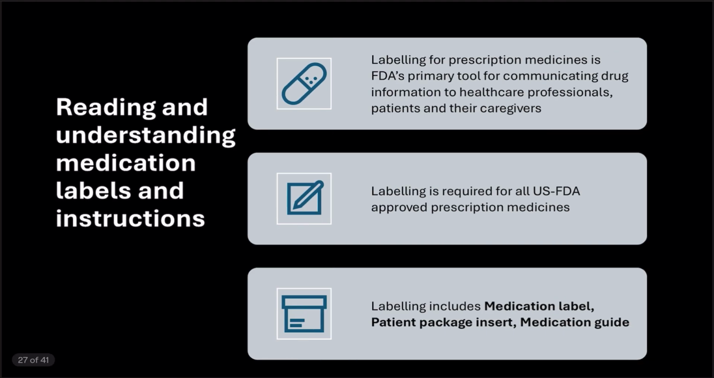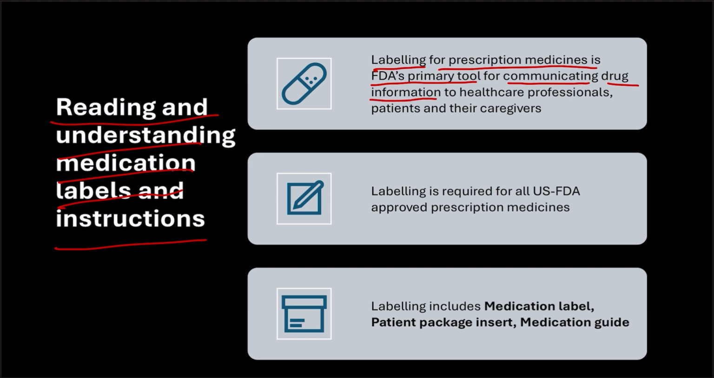First we have reading and understanding the medication labels and instructions. Labeling for prescription medications is basically the FDA's primary tool for communicating drug information to the healthcare professionals, the patients, and the caregivers. So, from the labeling, the patient, the caregiver of the individual, and also the healthcare professionals all get information about that particular prescription medicine.